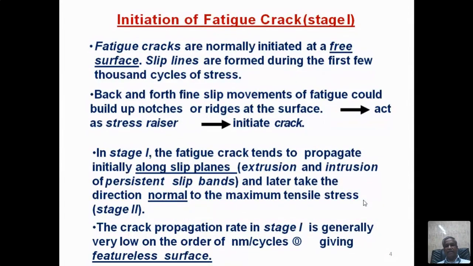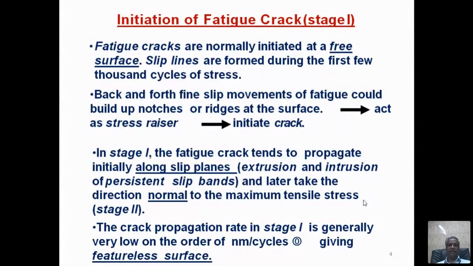The slip lines are formed during the first few cycles of stress. You know what slip is. Slip is a plastic deformation. Plastic deformation occurs by means of two mechanisms: one is slip, the other is twinning.